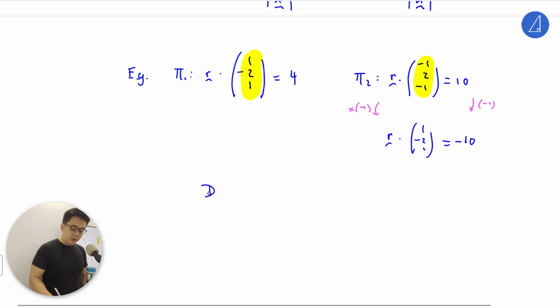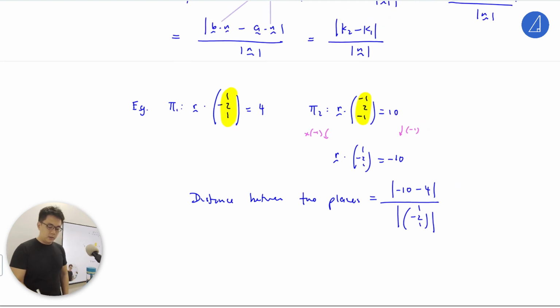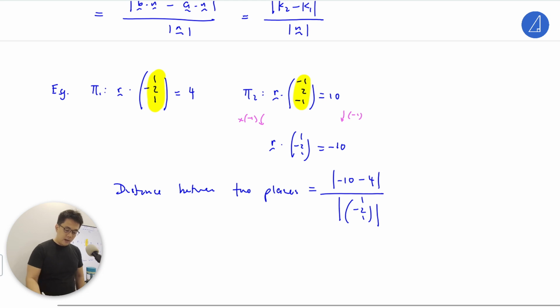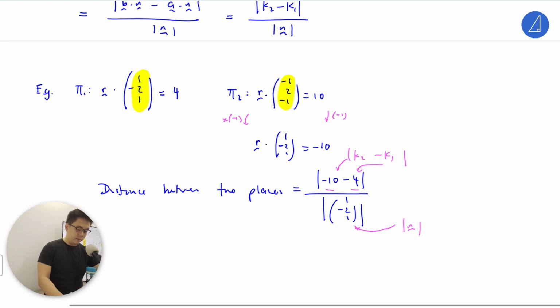So the distance between the two planes will be modulus k1 minus k2 over modulus of (1, -2, 1). We just use the formula, k2 minus k1. Very simple one.